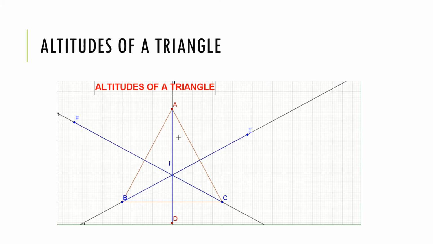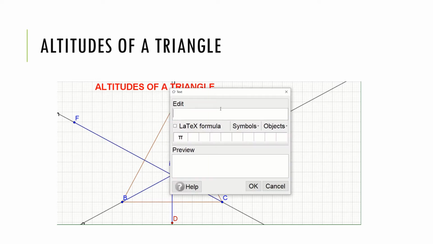So you can very clearly see that a triangle can have three altitudes, and this is an acute angle triangle, and the three altitudes are meeting at a point, and that particular point I have named as H, and this point H is called the orthocenter. The point where the three altitudes meet is called the orthocenter.